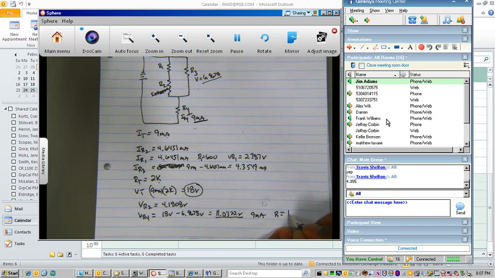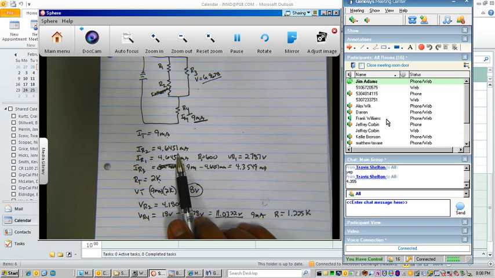Okay? So if the voltage across R4 is 11.0322 volts, and the current through R4 is 9 milliamps, what is the value of R4? It would be the 11 volts divided by the 9 milliamps. It's like 1.225K.